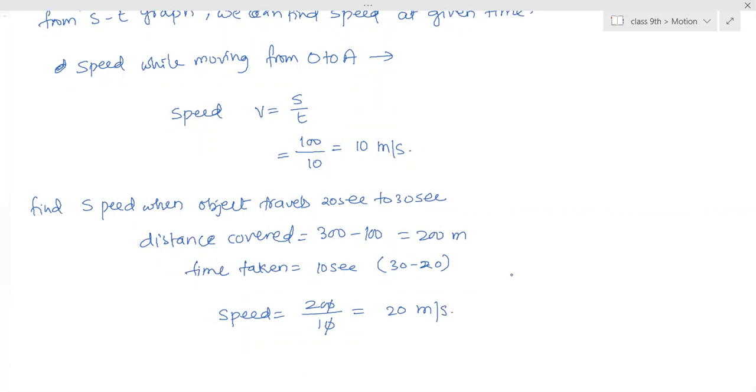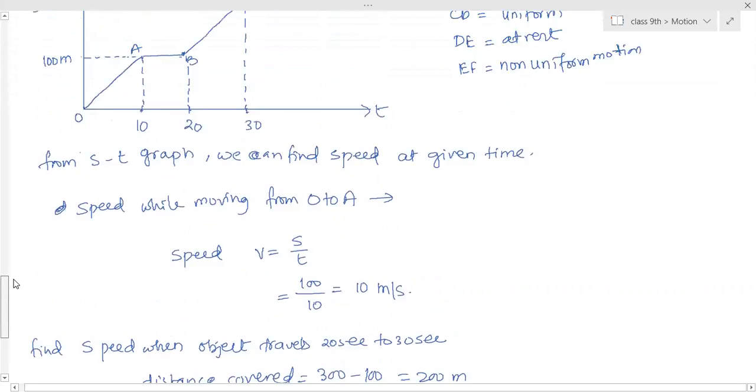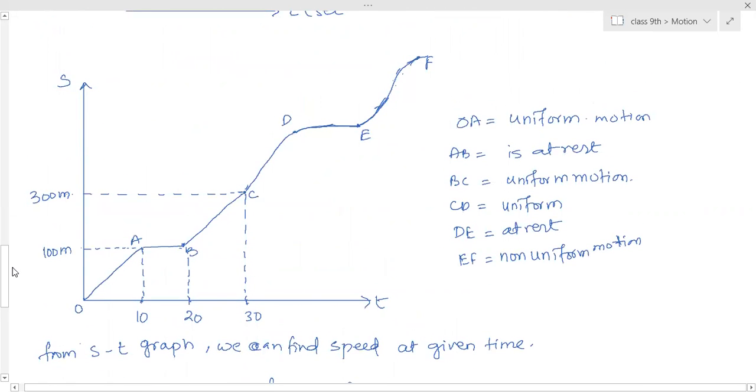Is that clear? Yes, ma'am. So draw the graph. Write the types of motion at different intervals. And then write down those two questions.